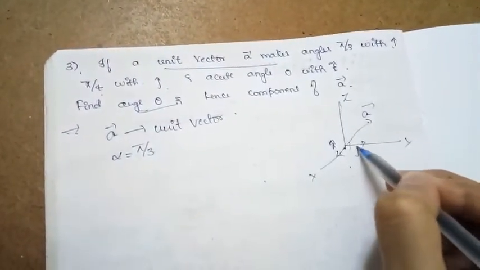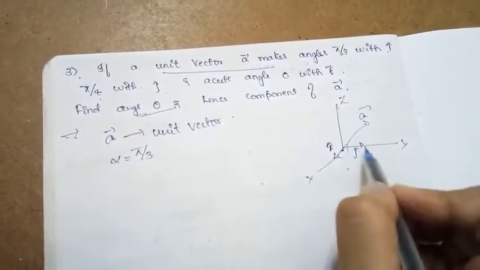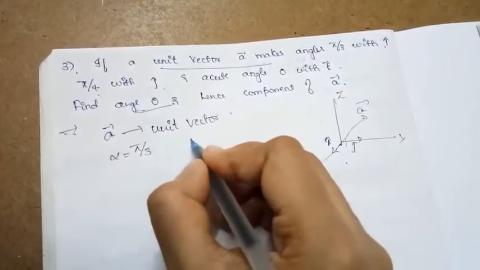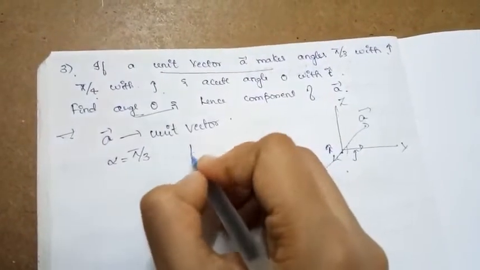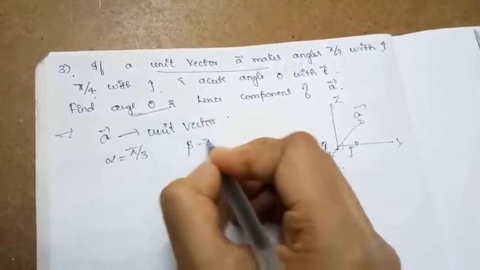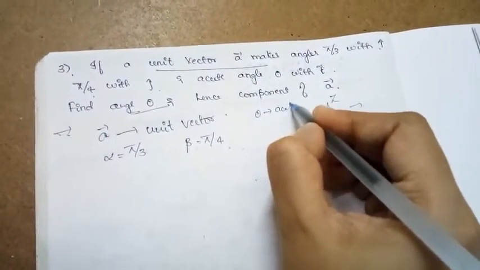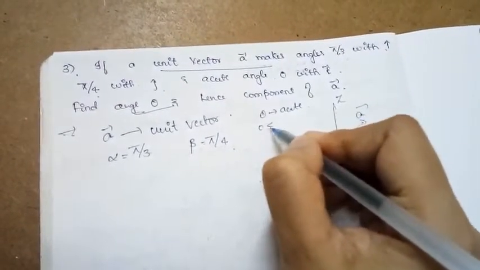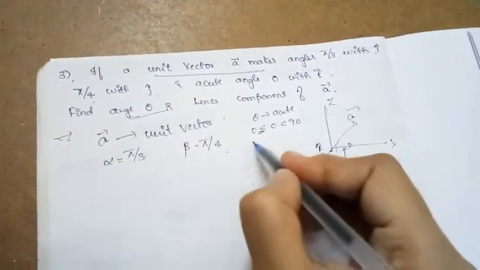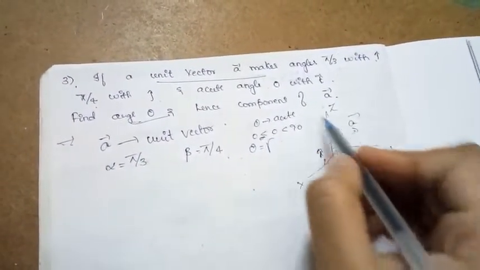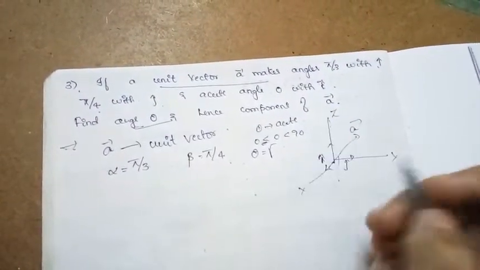j cap is a unit vector along the y axis. So the vector making an angle with j cap means it is making an angle with the y axis. The angle made by the vector with the y axis is beta. Here beta is pi by 4, and theta is acute, so the angle lies between 0 and 90 degrees. Theta is nothing but our gamma, the angle made with k cap, which is a unit vector along the z axis.